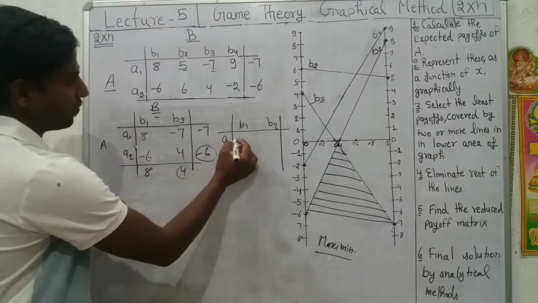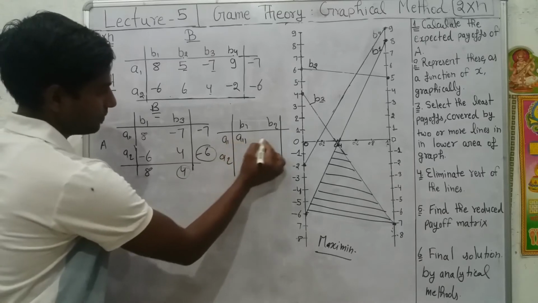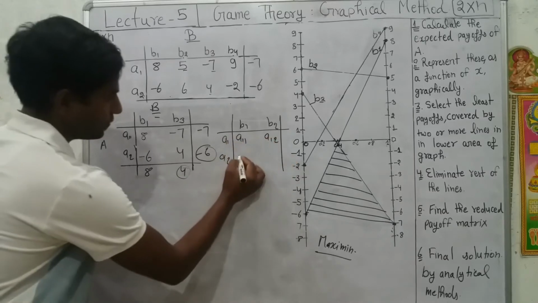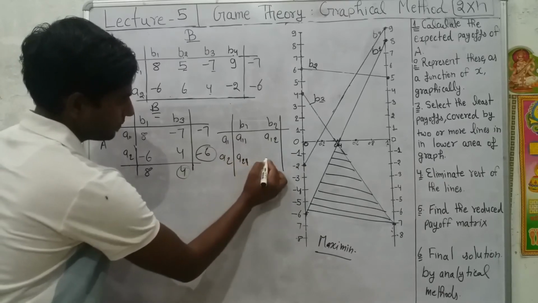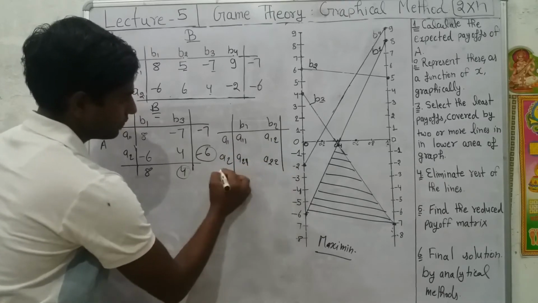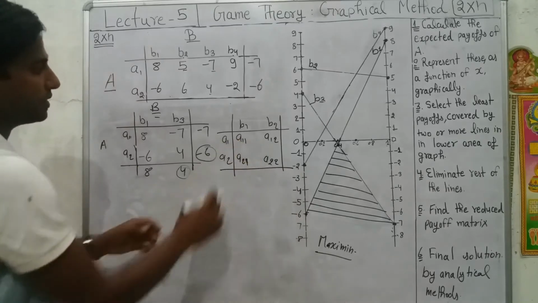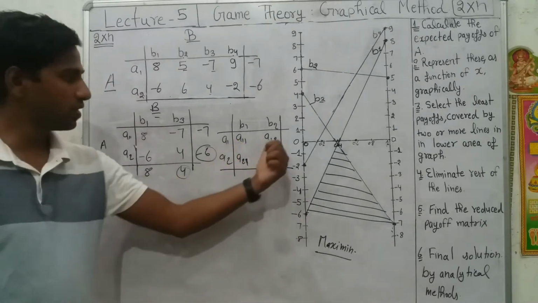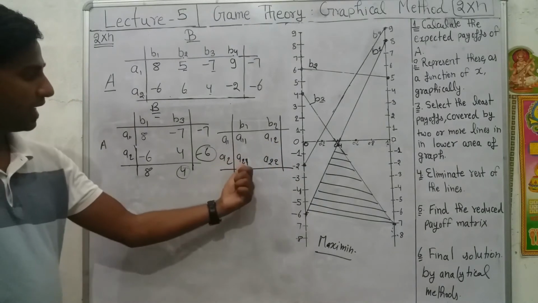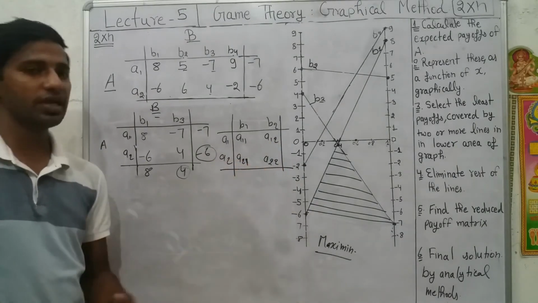The first payoff is represented by A11, second is A12, third is represented by A21, and fourth by A22. So what is the meaning of numbers? These represent the rows and columns. A11 denotes first row, first column. A12 first row, second column. A21 second row, first column. A22 second row, second column.